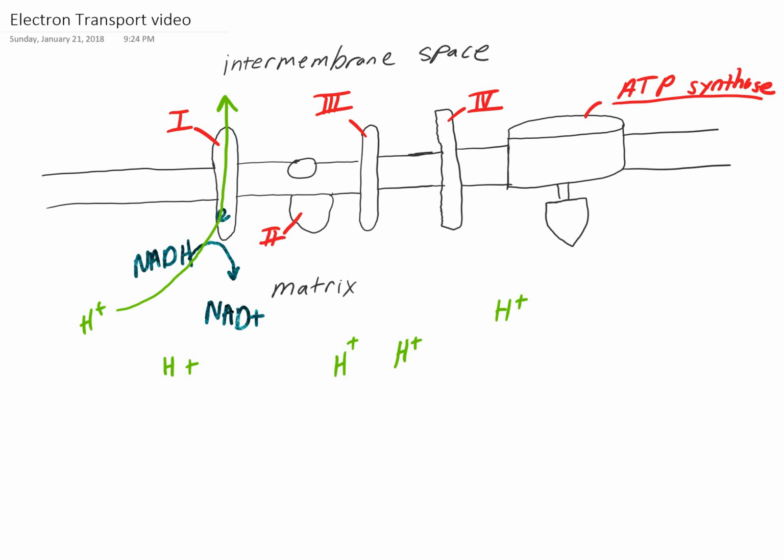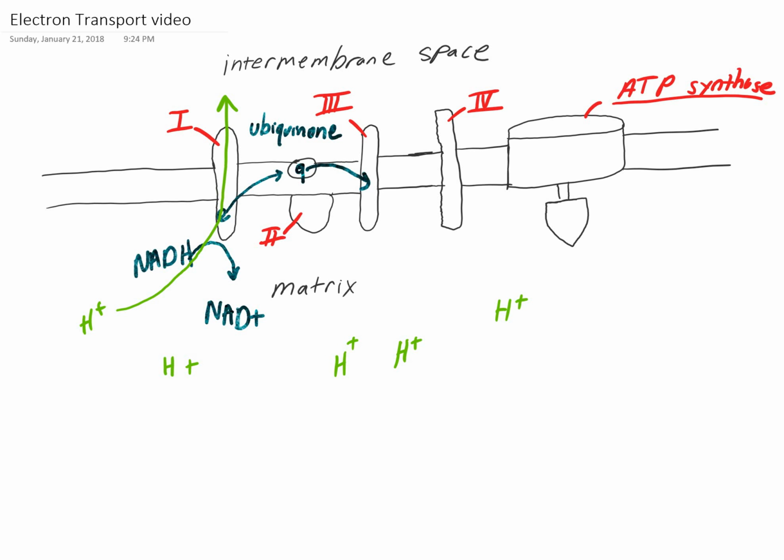This electron then is taken up from complex 1 to this complex right here. I'm going to label it Q. The real name of this is ubiquinone. Ubiquinone is an electron transporter. It takes the electron from complex 1 to complex 2.